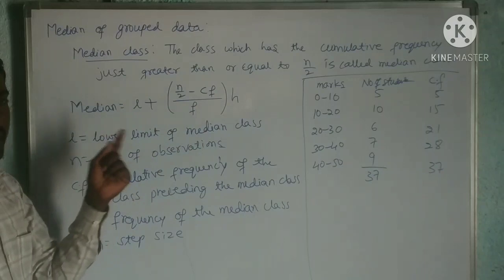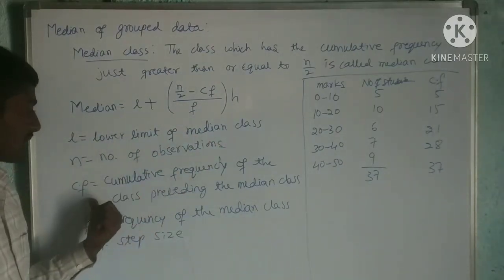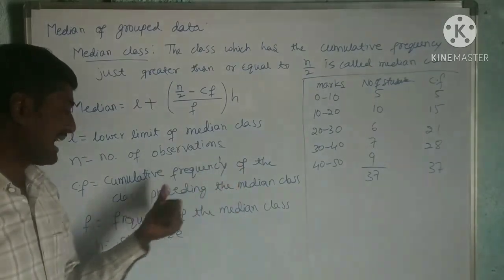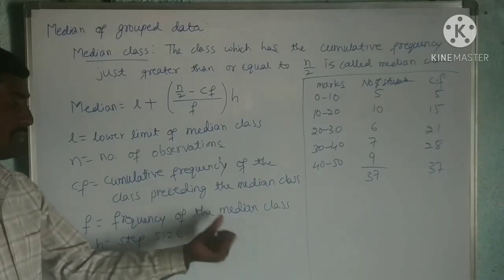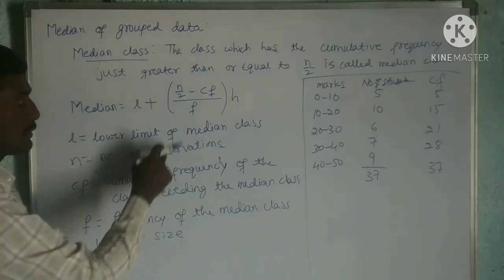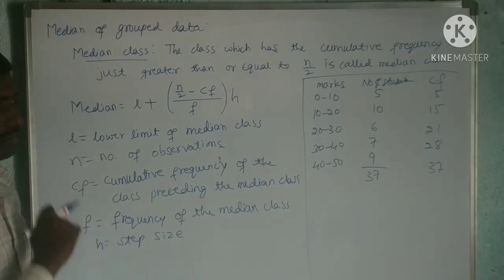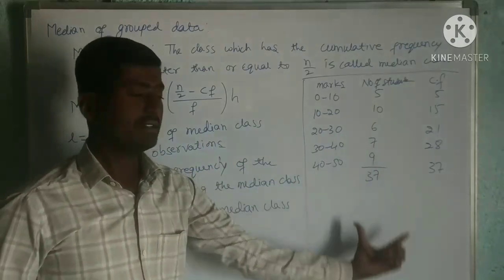This is the formula where L is the lower limit of the median class, N is number of observations, CF is the cumulative frequency of the class preceding the median class. Now F is the frequency of the median class, H is the step size. Now we copy these two. Now, how can I use this formula for some data?